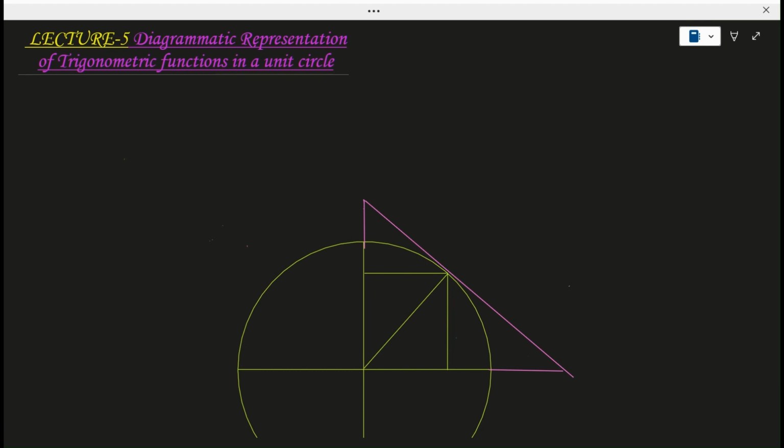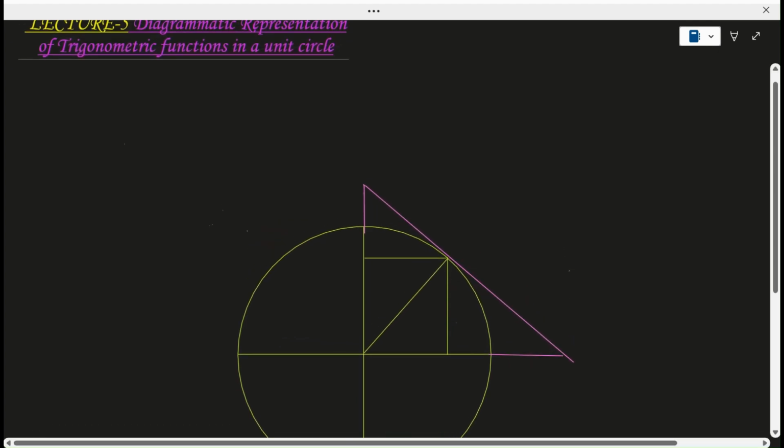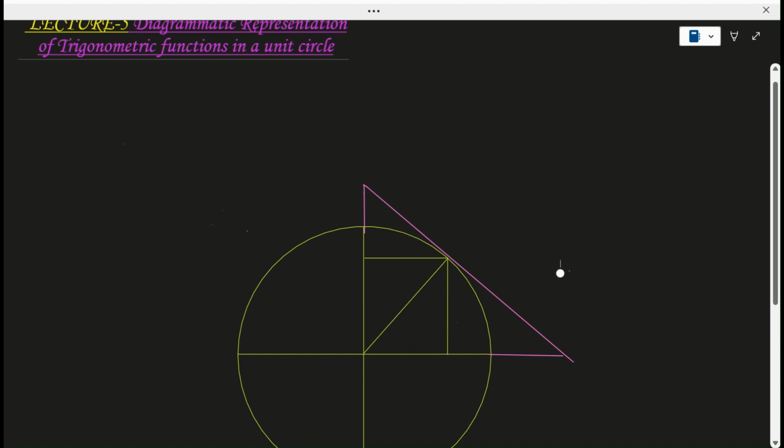And also we saw the waveforms and some related terms, that is amplitude, vertical shift, period. Then we saw phase, phase difference, and path difference. Let us not waste time and start with our main topic of today, that is diagrammatic representation of trigonometric functions in a unit circle.